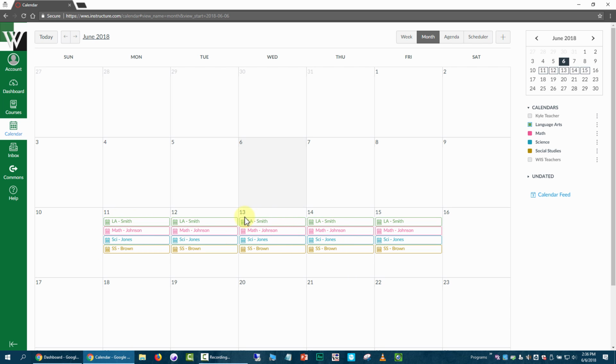If all the teachers in the building are consistent, then that will allow everybody to look at their calendars in the same way. Hope that helps.